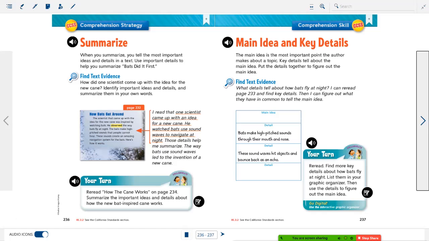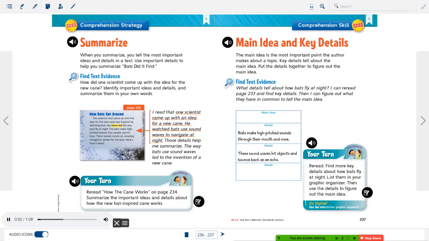All right, let's get into our comprehension strategy and skill for this week. Now we're going to be talking about summarizing. When we summarize, we're basically just retelling the important parts of what we read. So think of when you're telling your friend about a story that you read. You're not telling them every single word of it. You're telling them the most important parts. So that's going to be our strategy for this week.